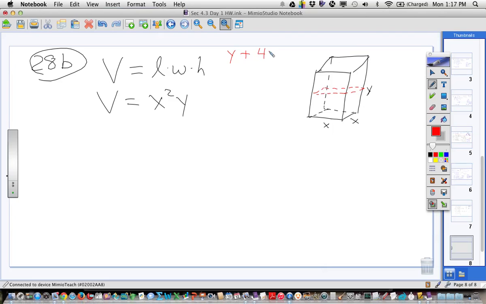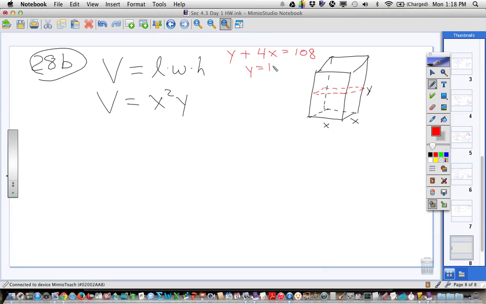So y plus 4x cannot exceed 108. You might say you could put less than or equal to 108. Well, it doesn't make sense that the largest box you could do would be the one that doesn't use all 108 inches. So I would say just do equals 108. I think that's a fair assumption, that we want to use the full 108 to get the largest volume we could. All right, now where do you go from there?